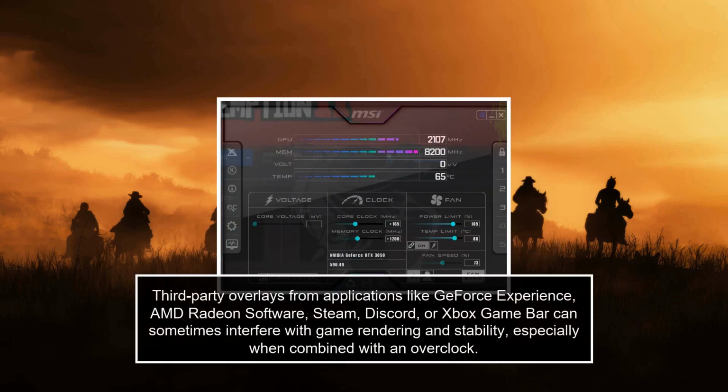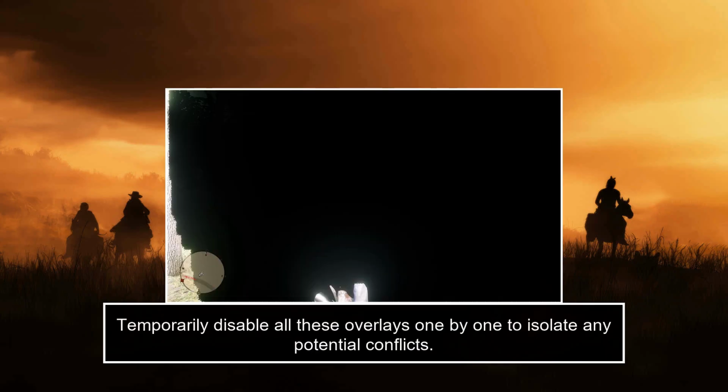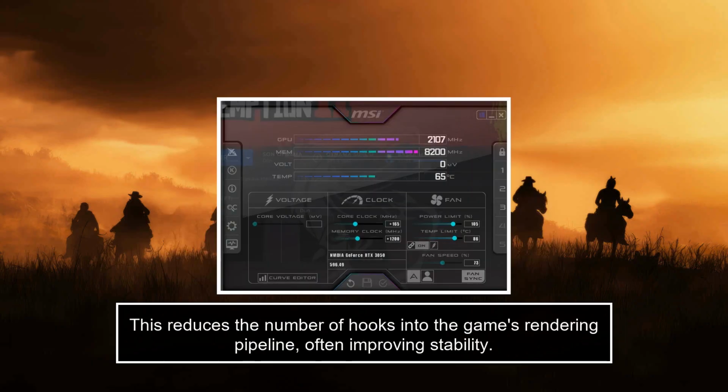Third-party overlays from applications like GeForce Experience, AMD Radeon Software, Steam, Discord, or Xbox Game Bar can sometimes interfere with game rendering and stability, especially when combined with an overclock. Temporarily disable all these overlays one by one to isolate any potential conflicts. This reduces the number of hooks into the game's rendering pipeline, often improving stability.